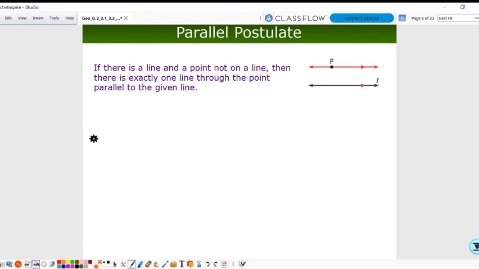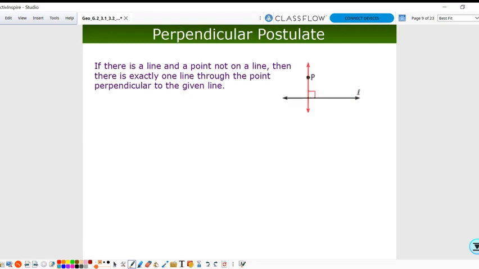We have a parallel postulate. If there is a line and a point not on the line, then there's exactly one line through the point parallel to the given line, which is what we just illustrated. We also have the perpendicular postulate. If there is a line and a point that's not on the line, then there is exactly one line through the point that will be perpendicular to the original given line.